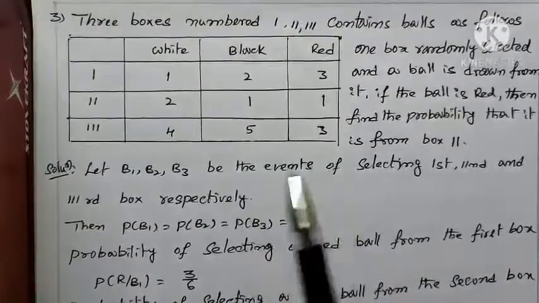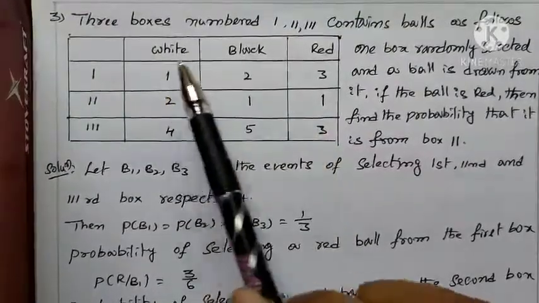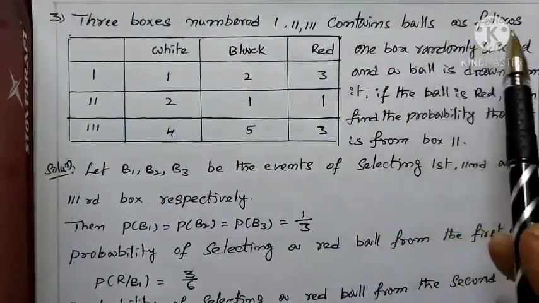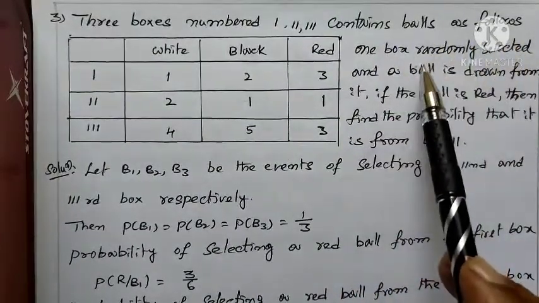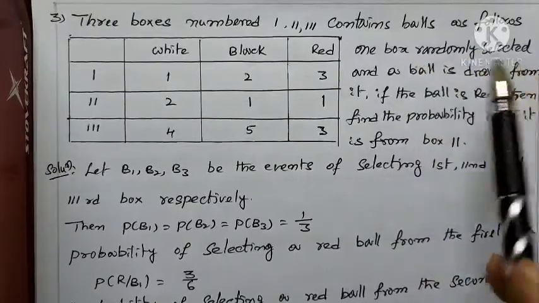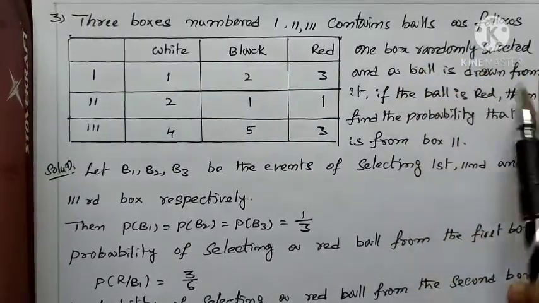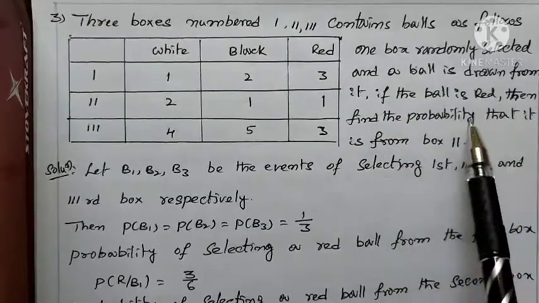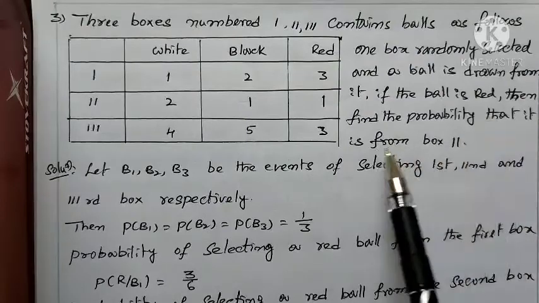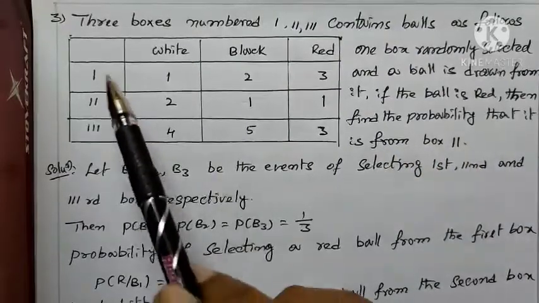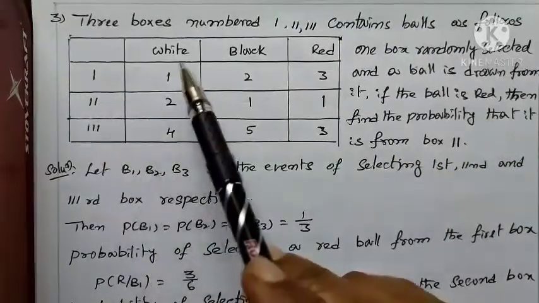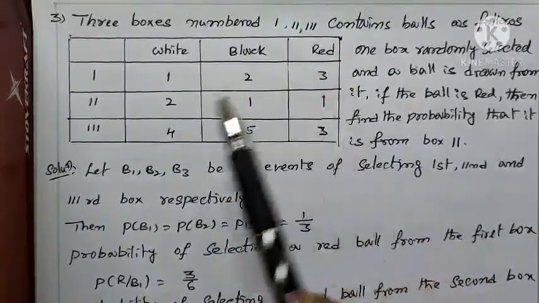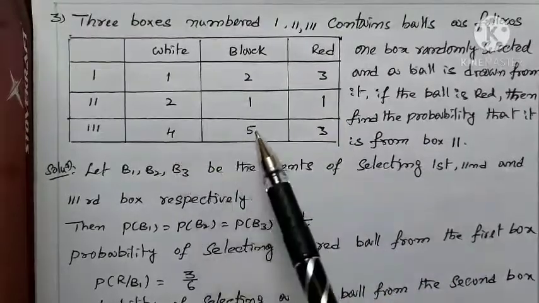Next problem, by Bayes' theorem. Three boxes numbered 1, 2, 3 contain balls as follows. One box is randomly selected and a ball is drawn from it. If the ball is red, then find the probability that it is from box 2. Box 1, box 2, box 3. White, black, red balls: 1, 2, 3; 2, 1, 1; 4, 5, 3.